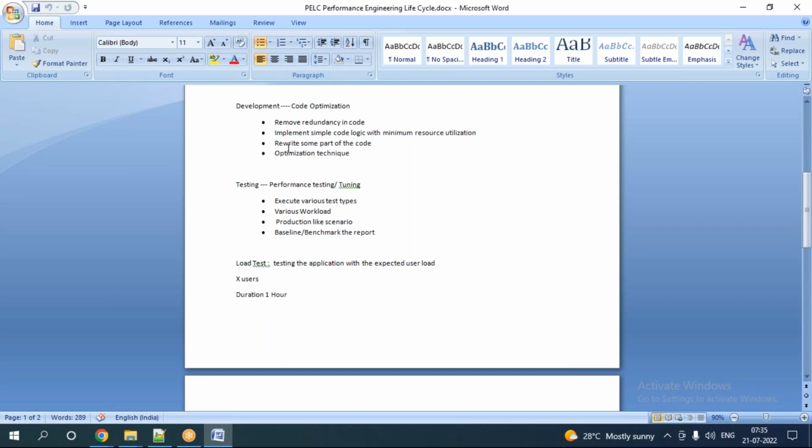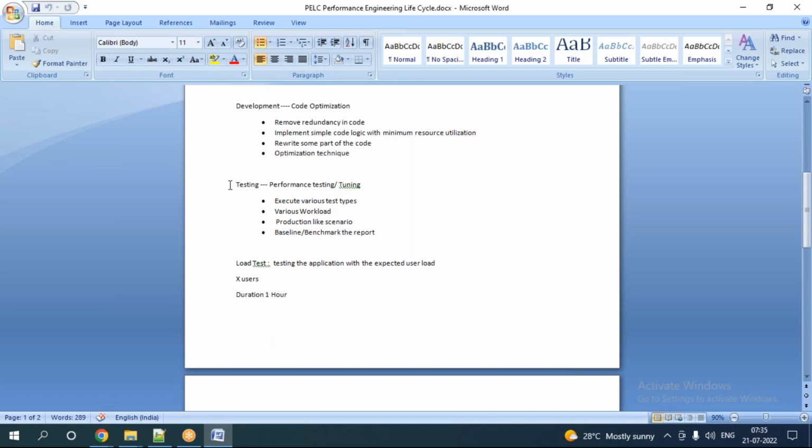Point one, this is a problem. Point two, this is a problem. This is a solution. Like that, you can prepare a document and then share it with the developer. So either way, you can do it. If you are good with development, you can do that activity, or you can provide your recommendation. But the primary goal is optimization.